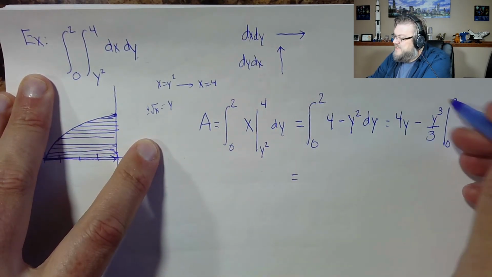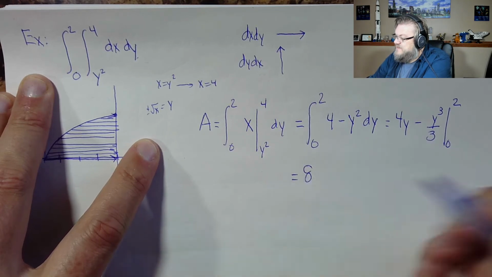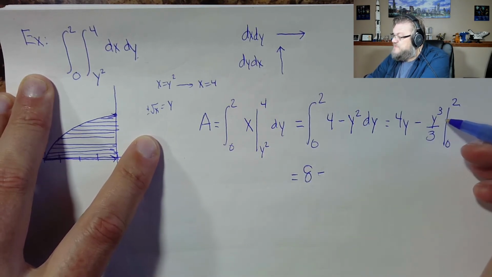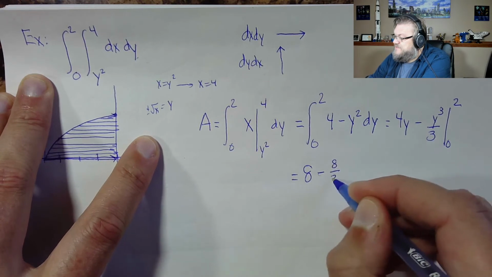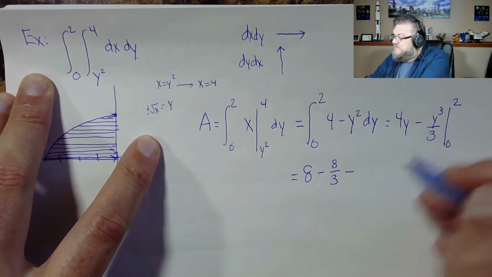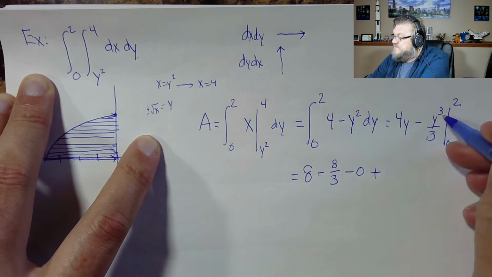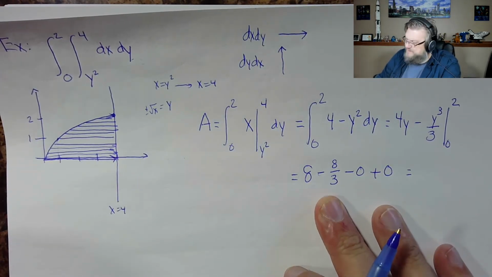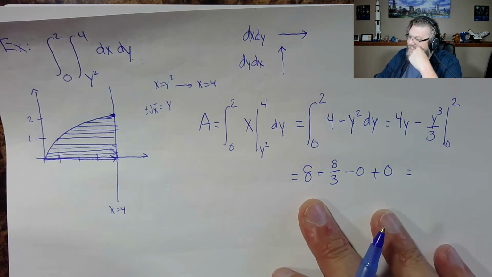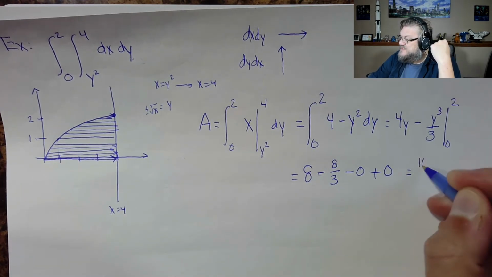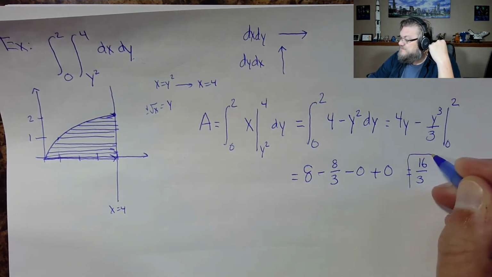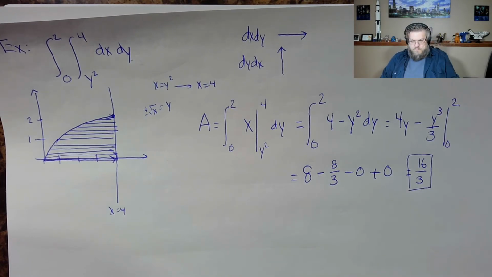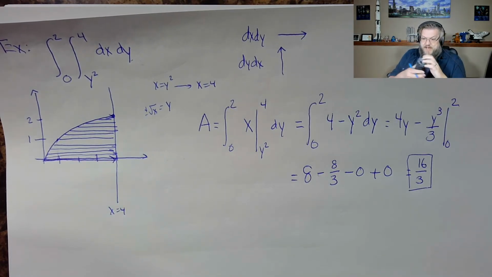And that's going to give me a quantity of, put a 2 there, that's going to be 8, minus 2 cubed is 8 divided by 3, so 8/3, minus 0, minus a minus 0. So I get 8 minus 8/3. Let's see here. 8 is 24/3. 24 minus 8 is 16. Looks like I get 16/3 as the result. Not bad. That's the area of this shape.